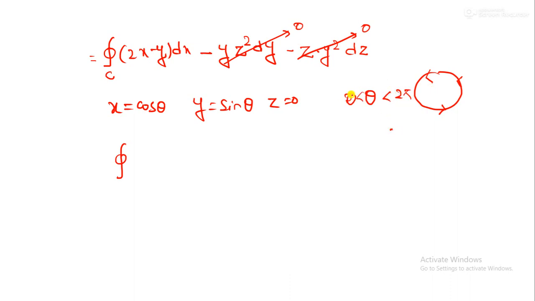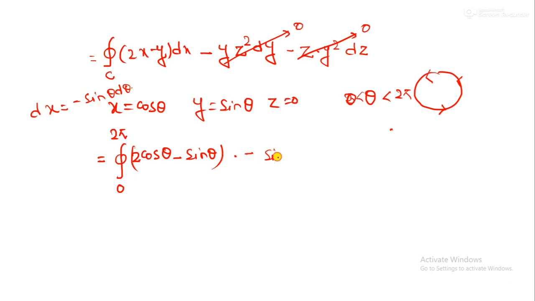Okay, now on putting in this closed curve equation, what you will get, theta will range from 0 to 2 pi. Okay, and 2x, that is 2 cos theta, minus y is sin theta. What is dx? dx will be equal to minus sin theta d theta. Okay, I'm just differentiating this term. I'm doing nothing. dx is minus sin theta d theta. Okay, these two terms will be 0, so I need not carry the burden of these two terms.